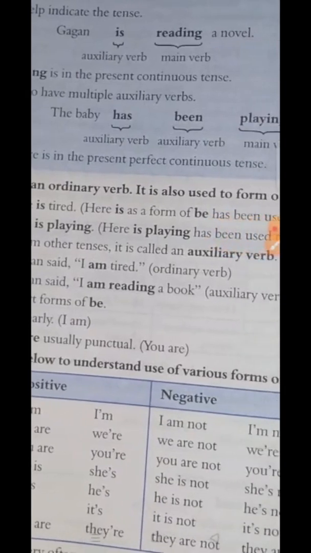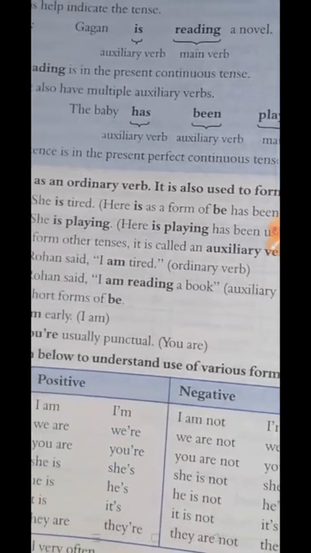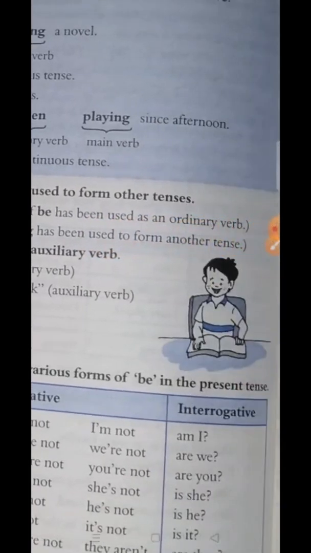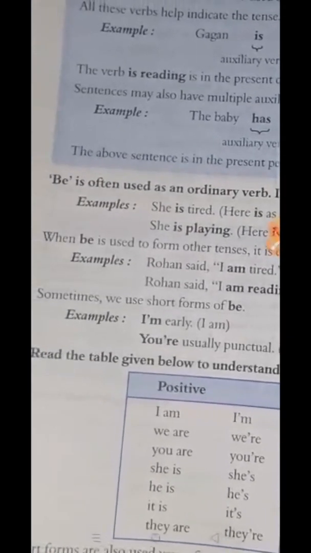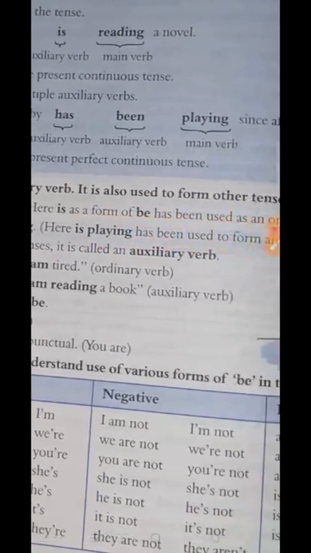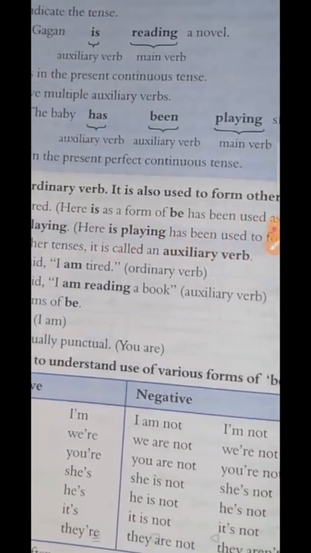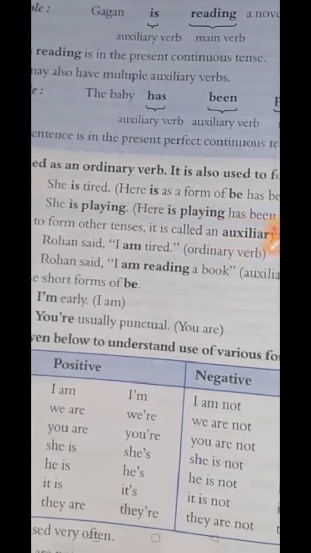She is playing. Here is playing has been used to form another tense. She is tired is an ordinary sentence. Is is a form of be. She is playing: here is playing has been used as a form of another tense, so it's in the continuous tense. So when be is used to form other tenses, it is called an auxiliary verb. Always remember, when be is used to form another tense, we call it an auxiliary verb. Example: Ron said, I am tired, an ordinary verb.